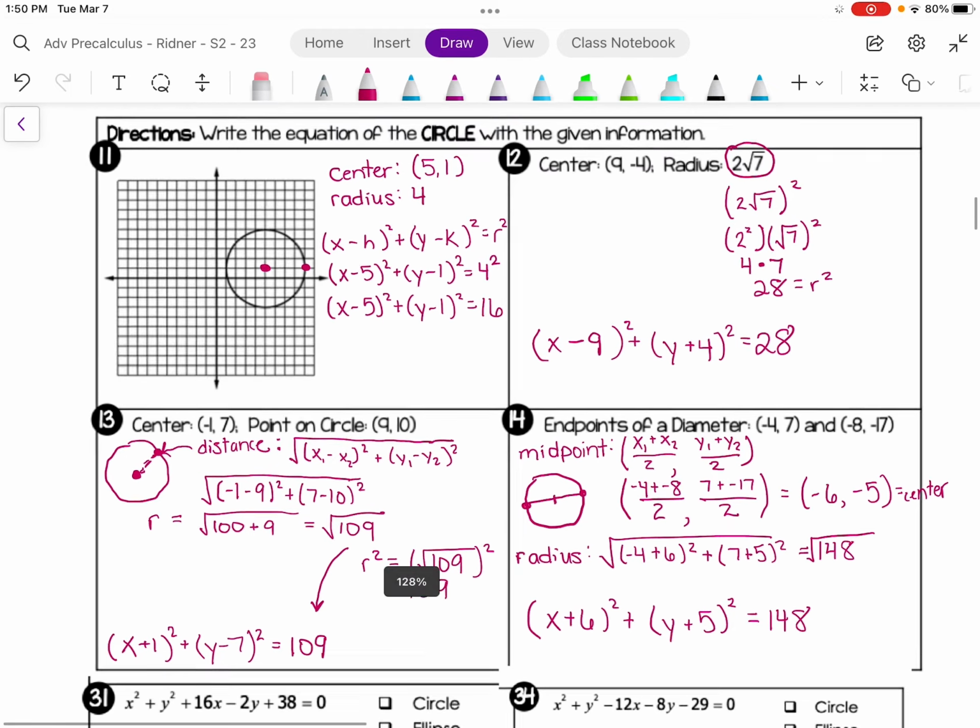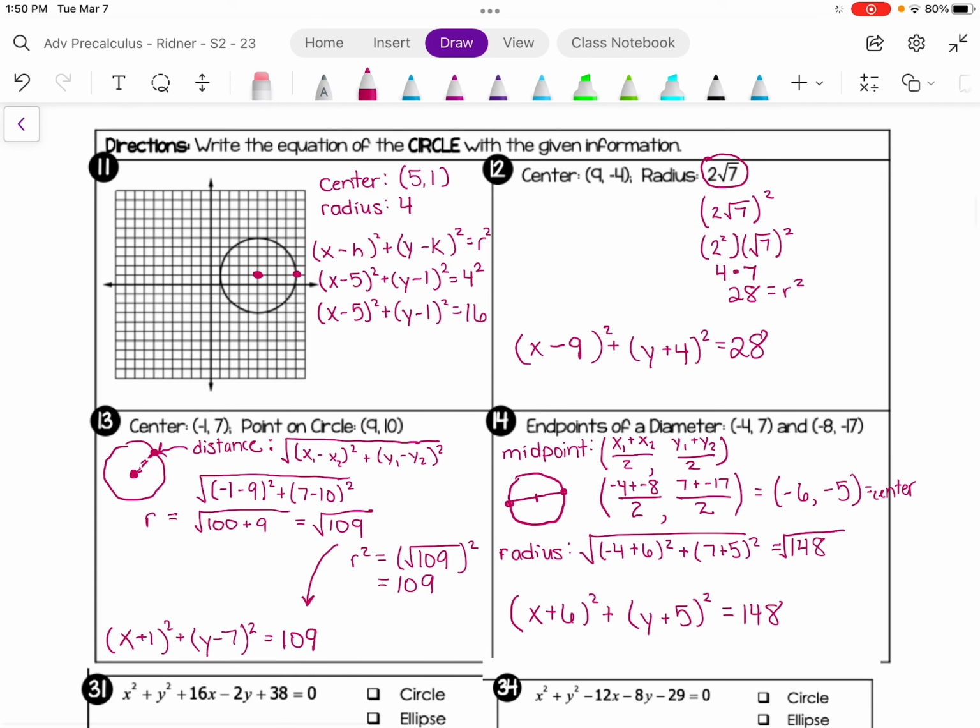And that is writing equations. You have one more piece about circles, but in the meantime, you are almost there.